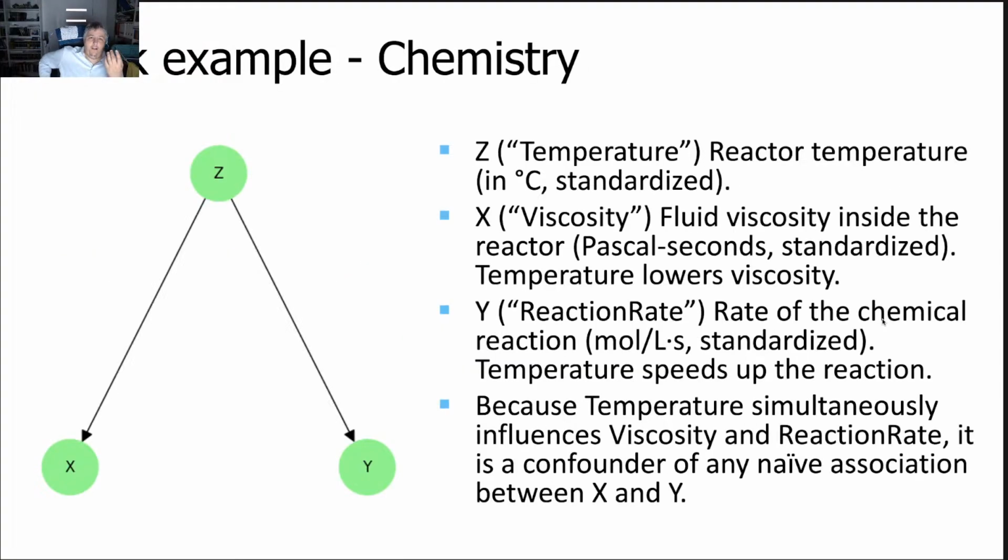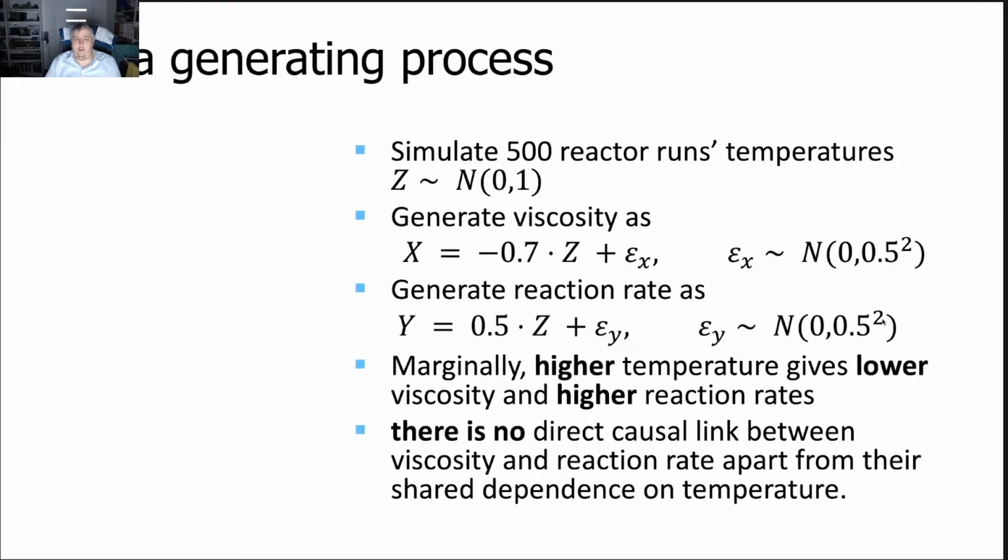A more detailed example. Let's consider an example from chemistry. We have a reactor, and in this reactor we have a temperature in degrees Celsius. Temperature influences both reaction rate and viscosity. The higher the temperature, the lower the viscosity becomes. However, consider an endoenergetic reaction: the higher temperature will speed up the reaction. So temperature simultaneously influences both of those things and is a confounder that can cause a naive association between X and Y. Let's again create a data generating process.